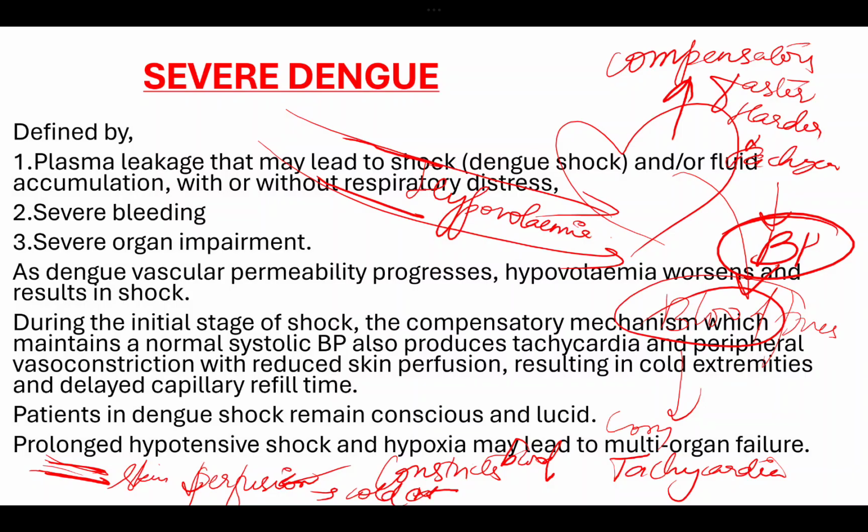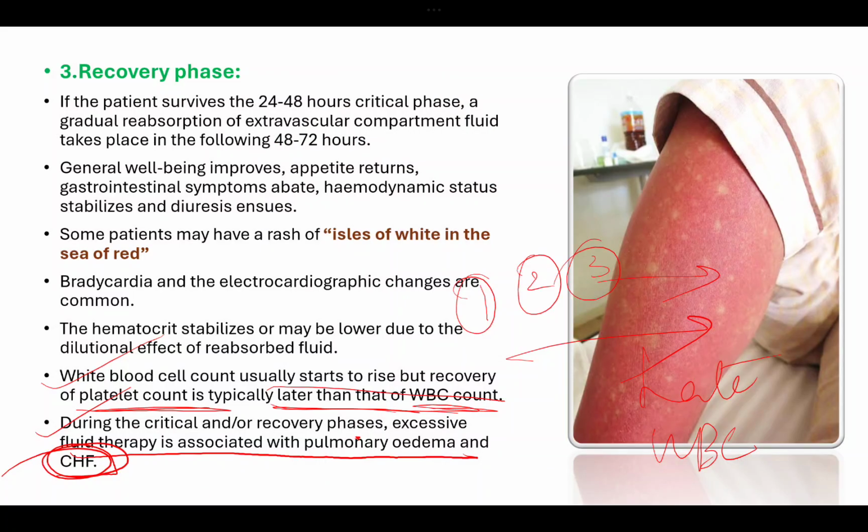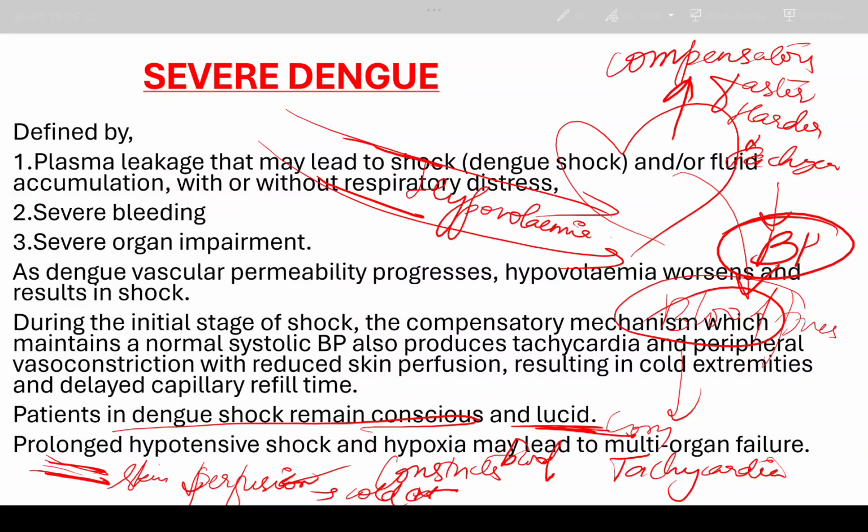Is it clear? The patient in dengue shock syndrome will remain conscious and lucid. Prolonged hypotensive shock and hypoxia will lead to multi organ failure. Is it clear? Now we'll see finally what happens. A prolonged hypotensive shock occurs, hypoxia. This is leading to multi organ failure and an extremely difficult clinical course.